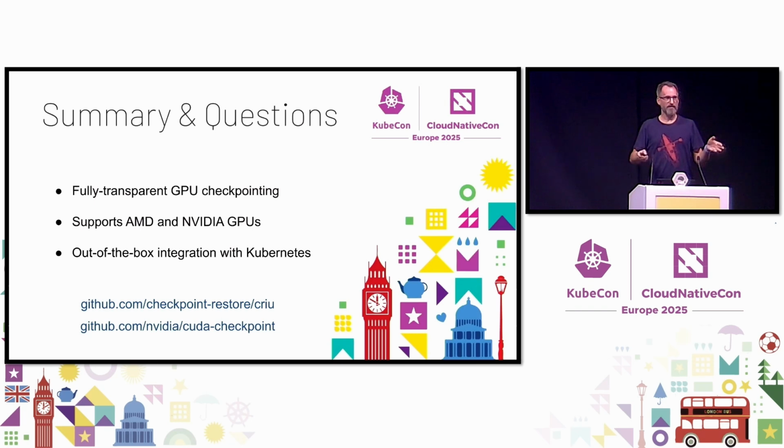So with this, we are at the end of our presentation. We mentioned that we are able to fully transparently checkpoint GPU applications. It works with AMD and NVIDIA GPUs, and it's out of the box integrated in Kubernetes today. Our demos have used checkouts from, I don't know, 3-4 weeks ago. And with this, we're at the end of the presentation. Thank you, and happy to answer any questions you have.